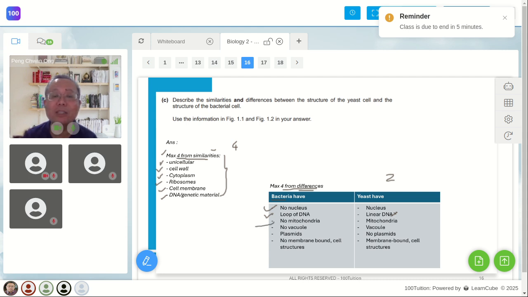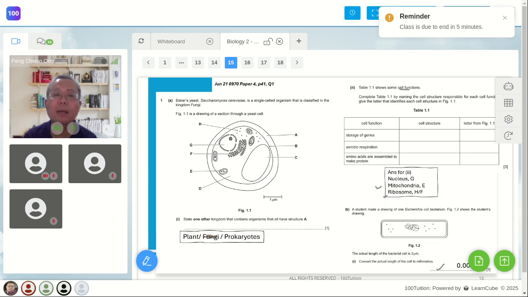First, we know bacteria has no mitochondria. The yeast, they have. And earlier, you can see in the yeast, there's actually a vacuole. Maybe let me just go back to the diagram again. Can you see? This is the vacuole. C is the vacuole. So actually, this is a gift question.